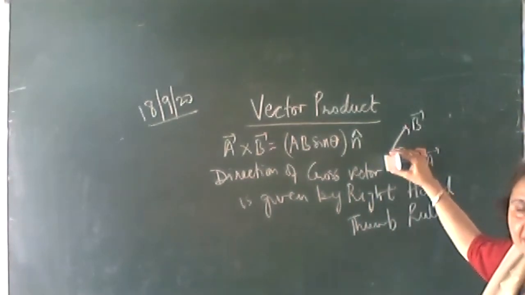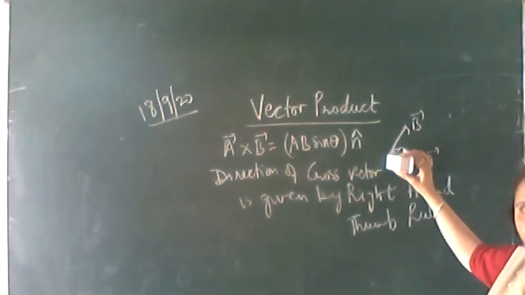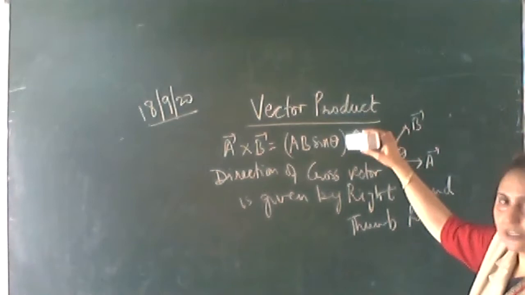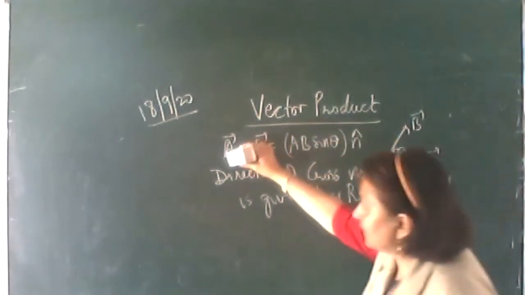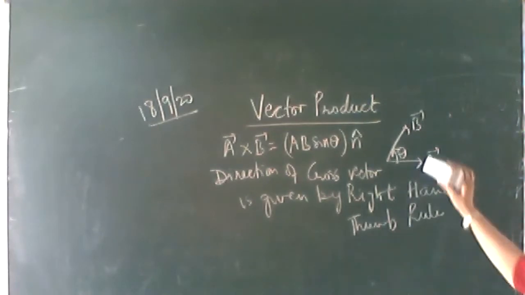This duster is the direction of n cap. It means n cap is perpendicular to A vector, as well n cap is perpendicular to B vector. So the direction of the cross product will be perpendicular to A vector, as well it will be perpendicular to B vector. It will be perpendicular to both the vectors A and B.